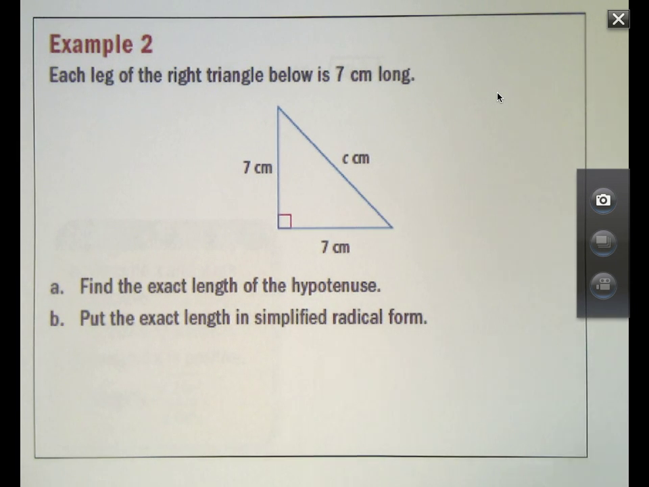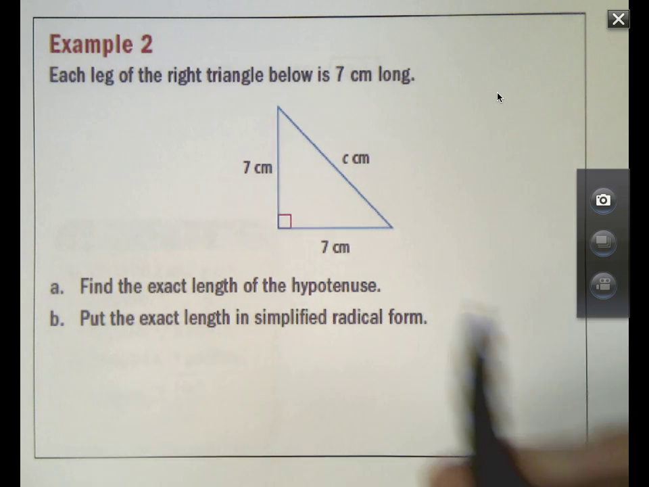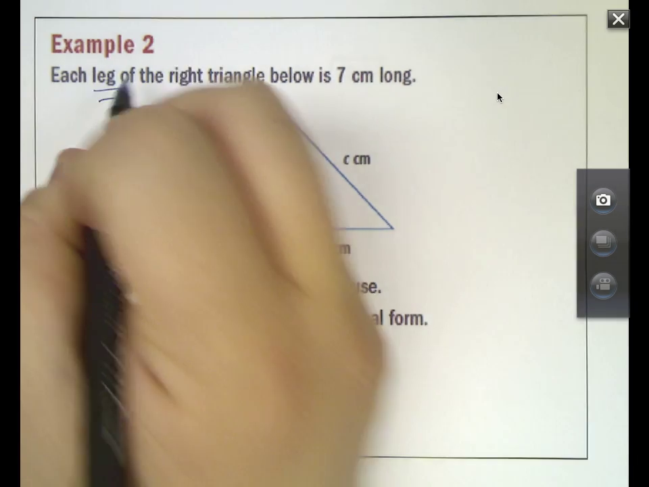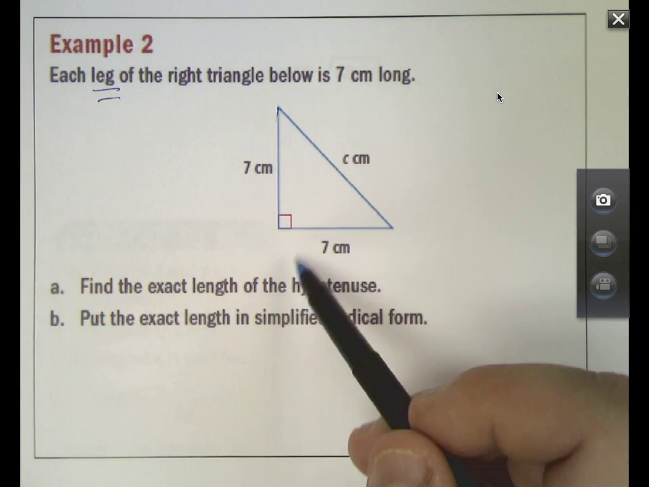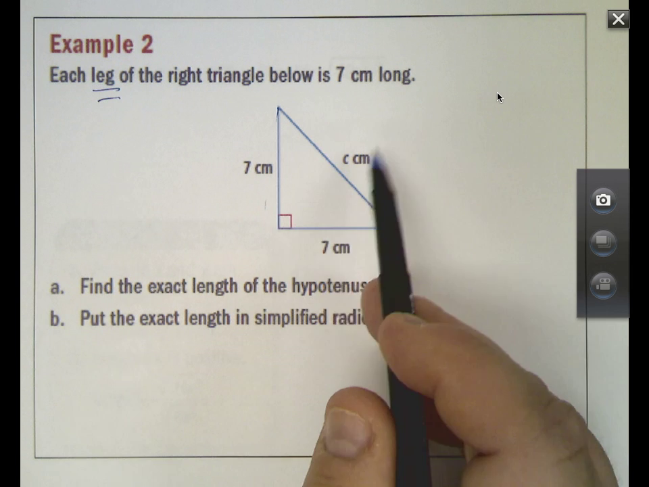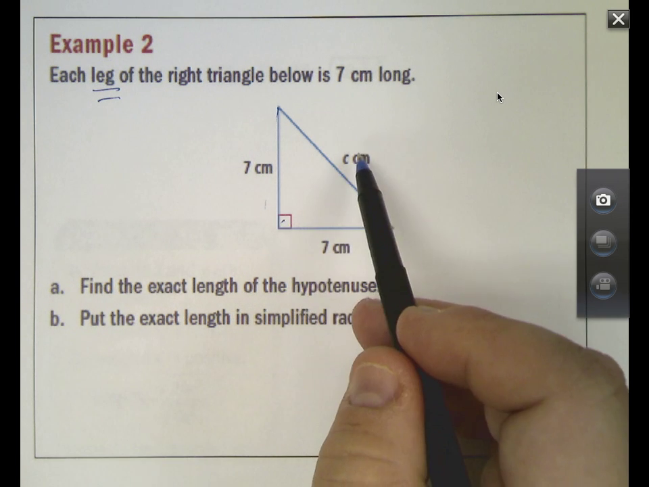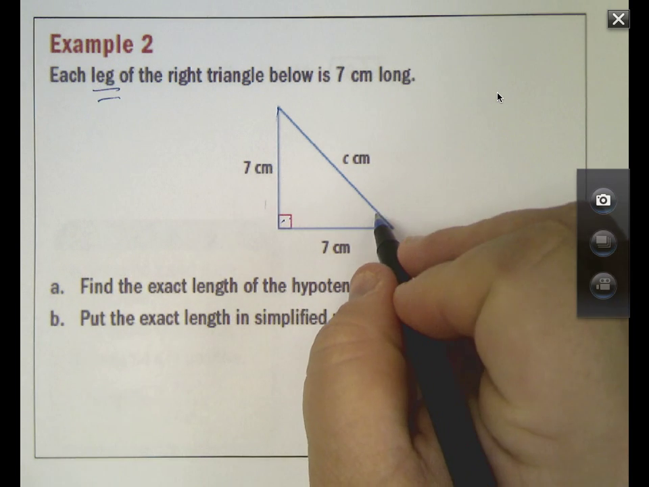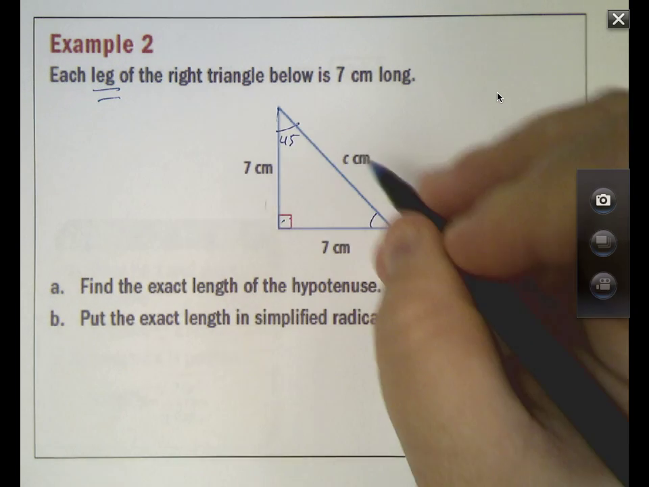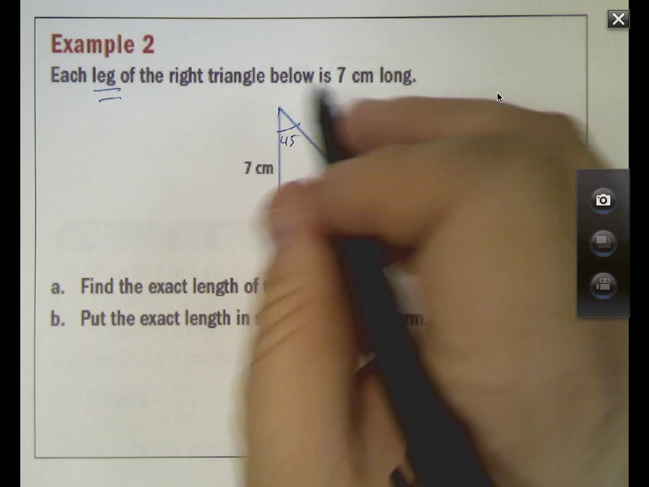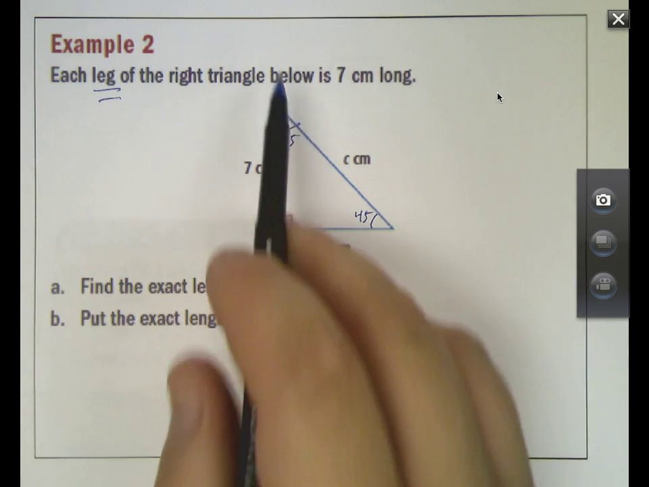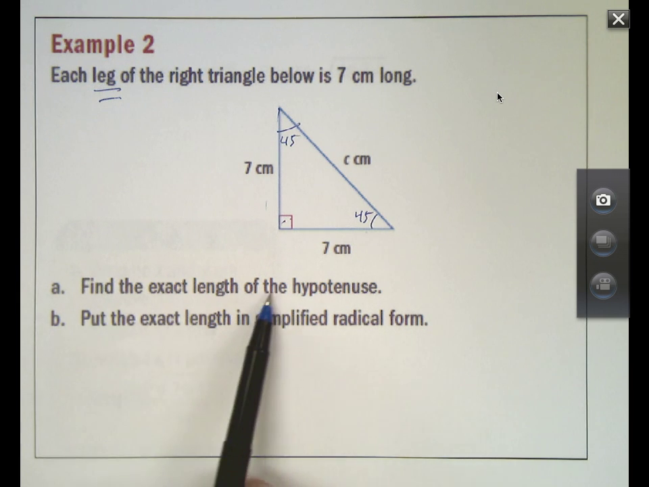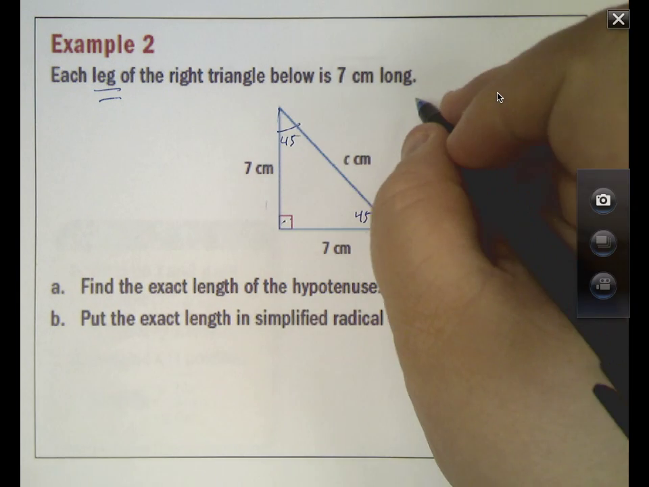Let's look at example 2. Each leg of the right triangle below is 7 centimeters long. Okay, as you can see here, 7 centimeters, 7 centimeters. Each leg. The legs are opposite of whatever the hypotenuse is. The hypotenuse is found opposite of the 90-degree angle. So, which means these two angles have to be 45 degrees, remember, because all these have to add up to 180, and if these sides are the same, these angles have to be the same.